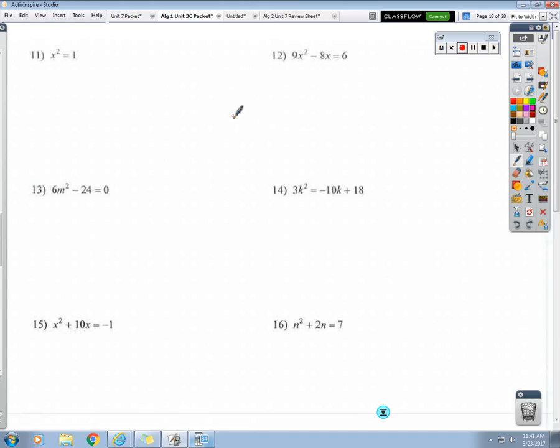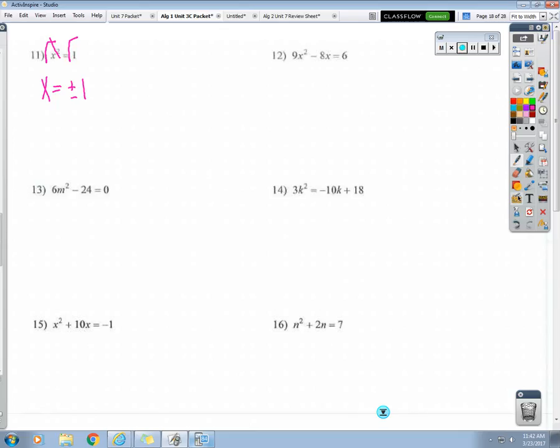The way to solve this kind is, think about it. Your goal is to get x by itself, right? Well, the only reason x is not by itself is that power of 2. How do you get rid of it? We square root it, and that means we square root this side. So x equals the square root of 1, but we should have 2 answers. Plus or minus, a positive 1 and a negative 1.